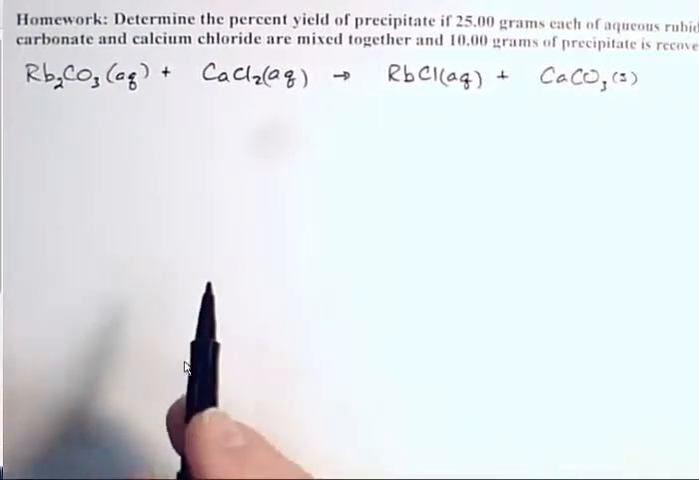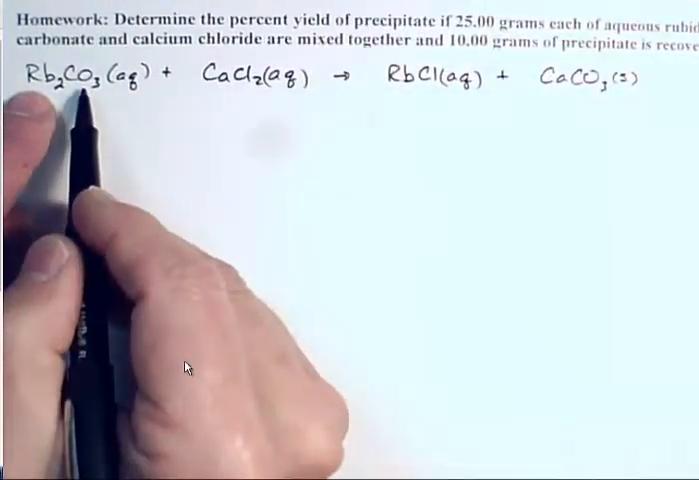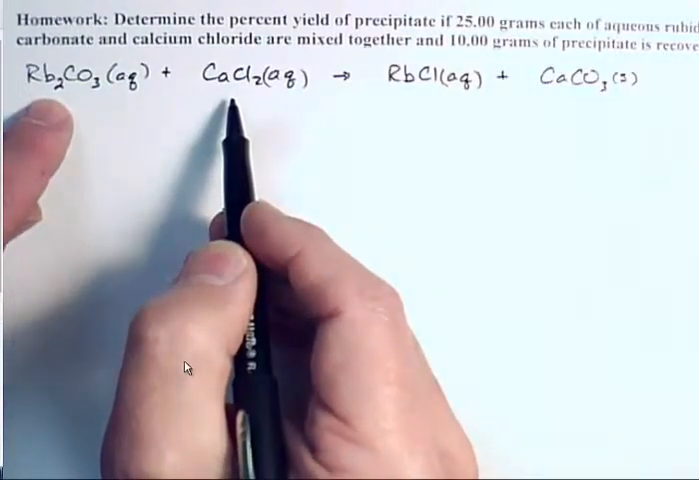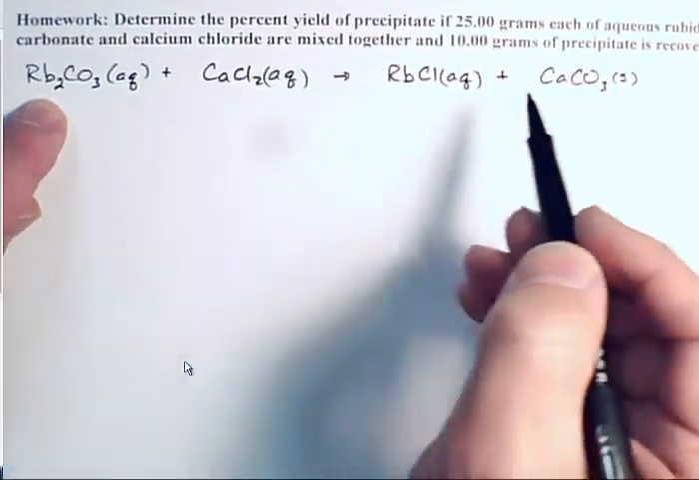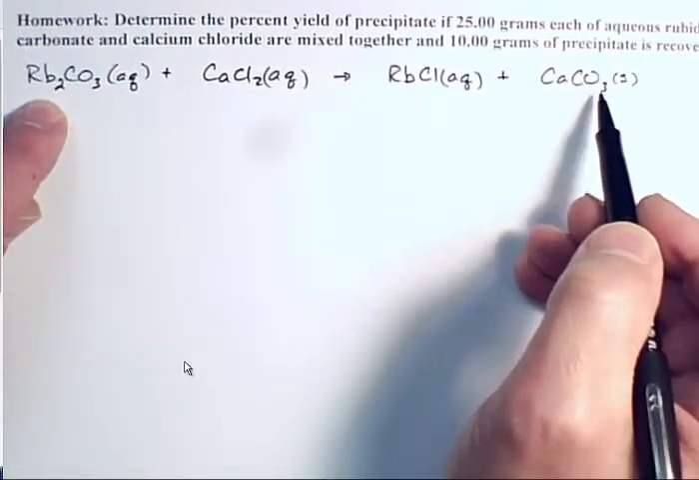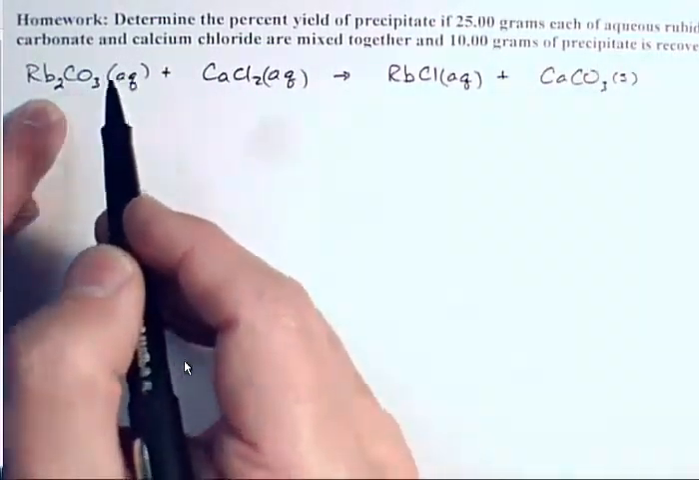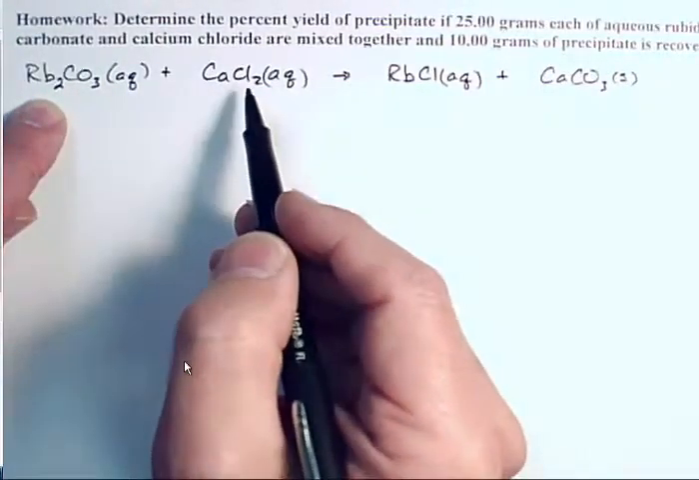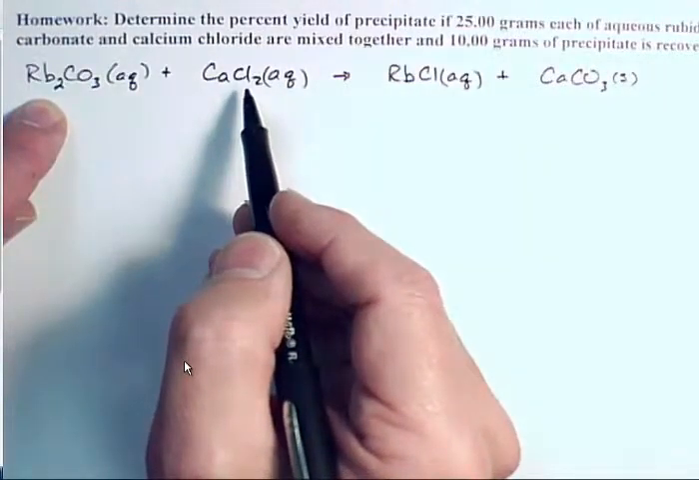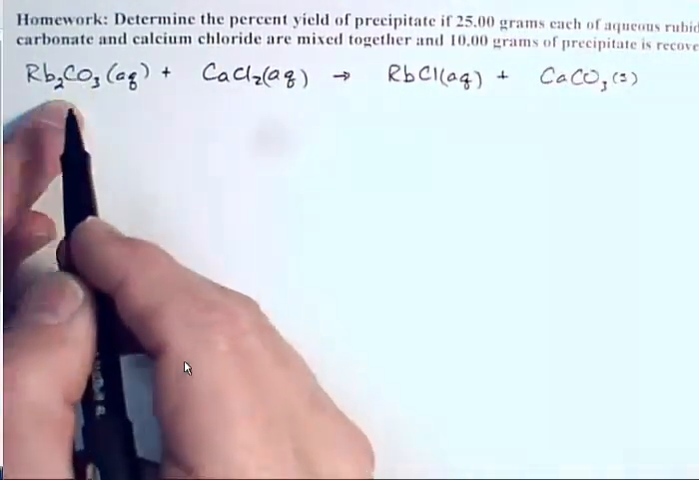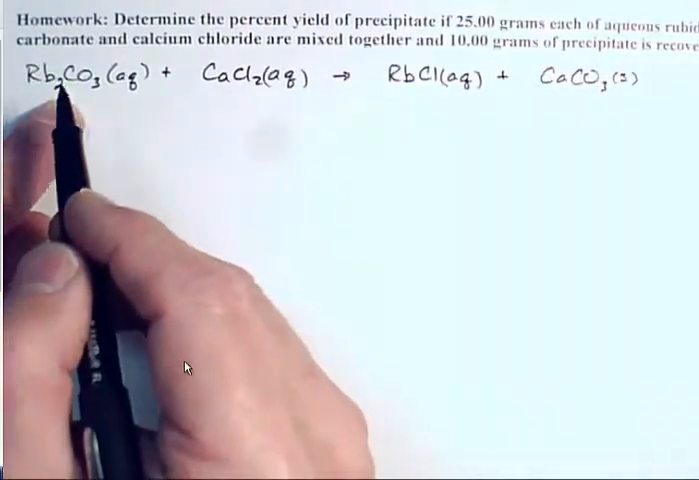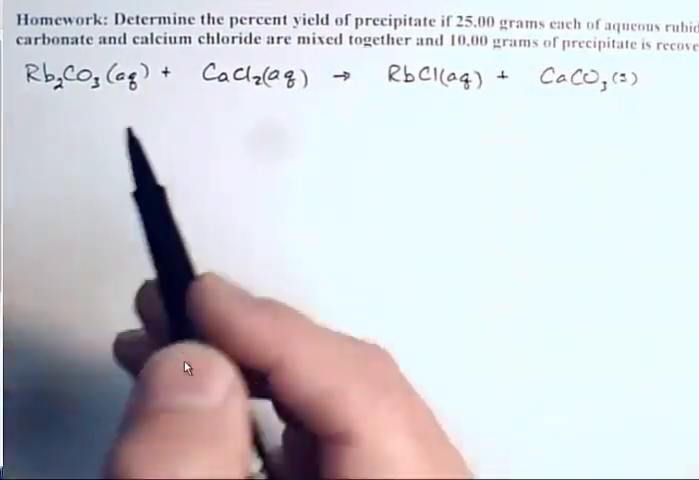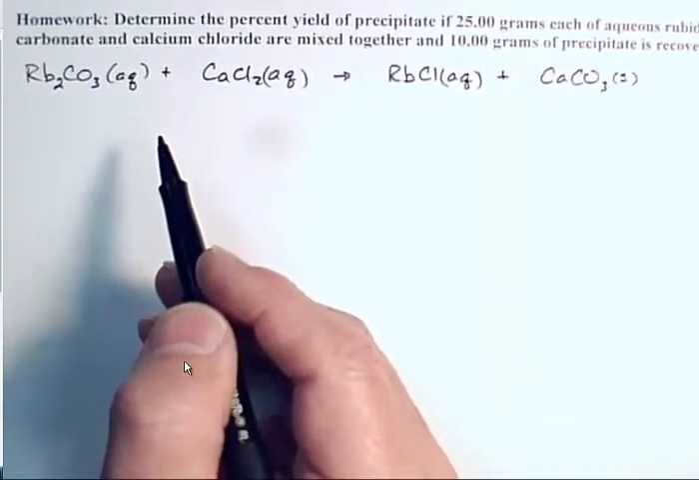Okay, so we've got 25 grams of this and 25 grams of this. Which one of those do we start our calculations with to get to the theoretical yield of this product over here? We need to start with the one that runs out first, the one that stops the reaction, and that's the limiting reactant. So we first have to figure out what the limiting reactant is. We have to do a mass-to-mass stoichiometric calculation from one of these two reactants to the other, and use that amount we calculate to determine what the limiting reactant is.